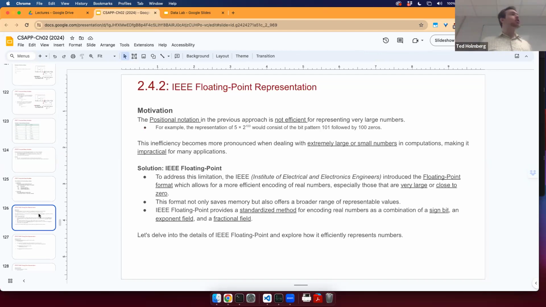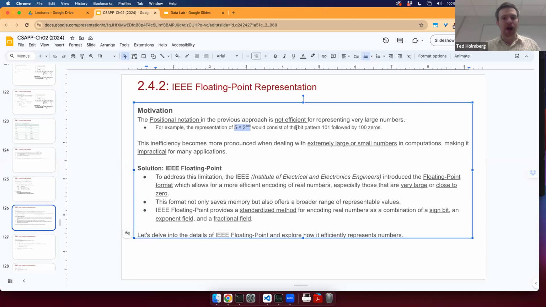Okay, so let's talk about why IEEE floating point representation is the standard that's used even today in terms of representing our fractional values, our floating point values. So the positional notation in the previous approach is not efficient for representing very large numbers. For example, the representation of 5 times 2 to the power of 100 would consist of a bit pattern that would be 101 followed by 100 zeros.